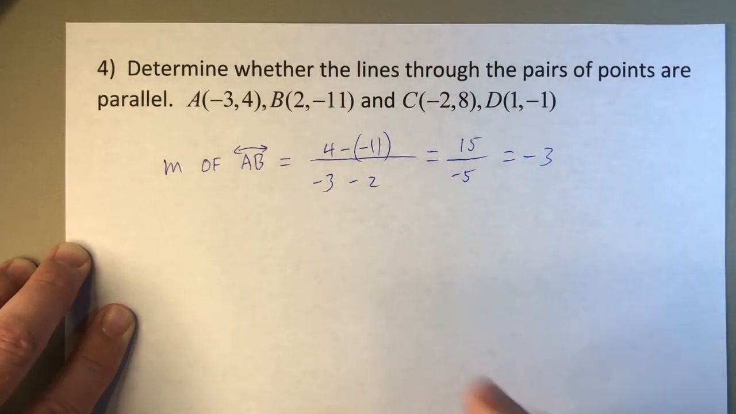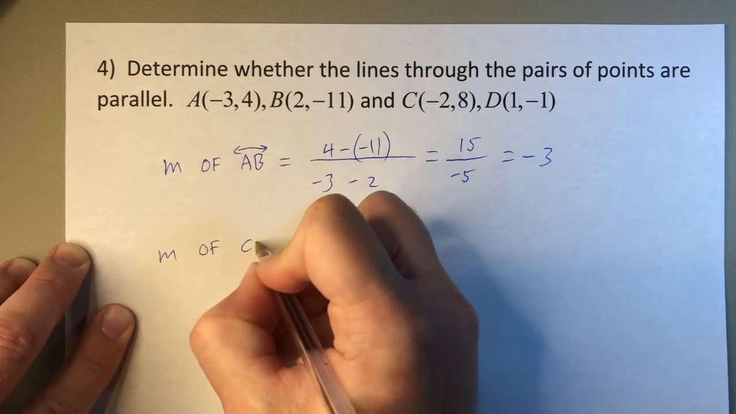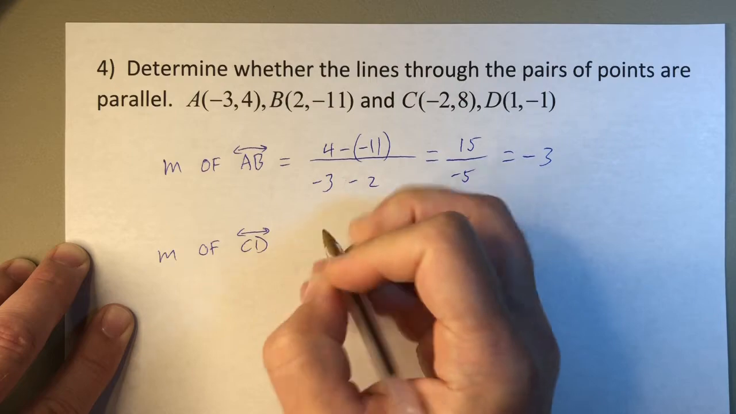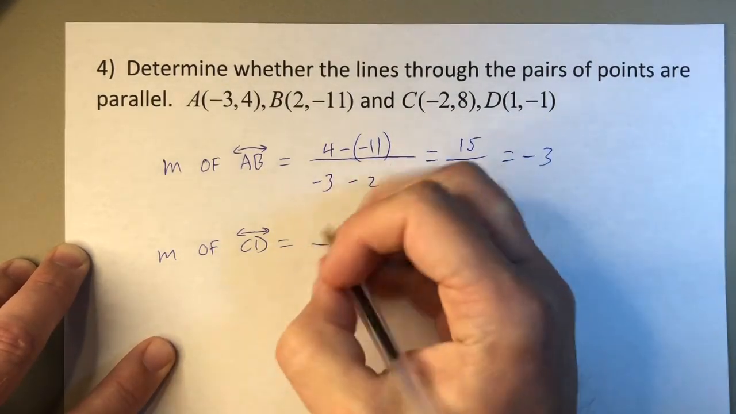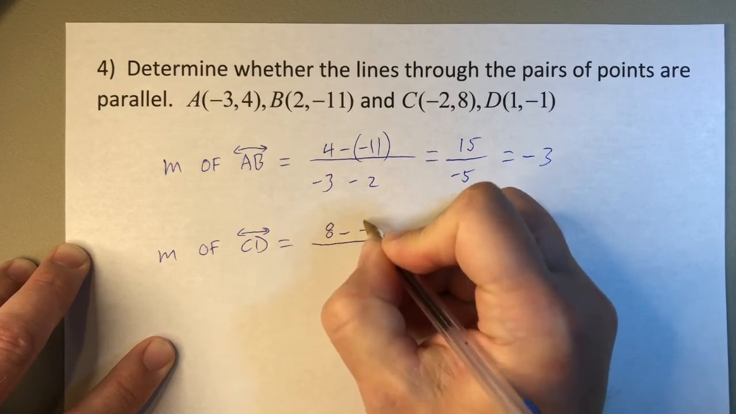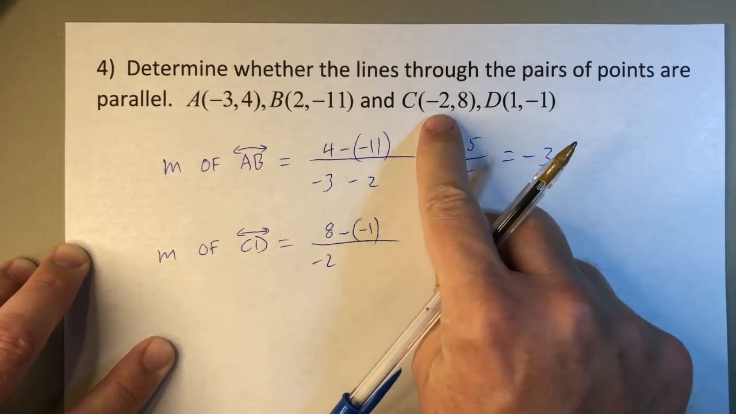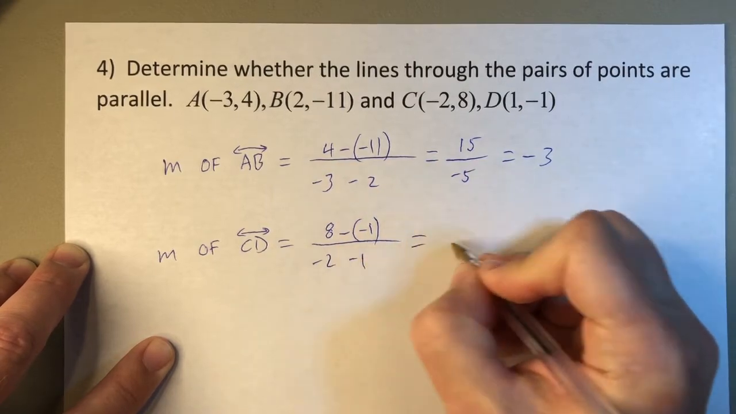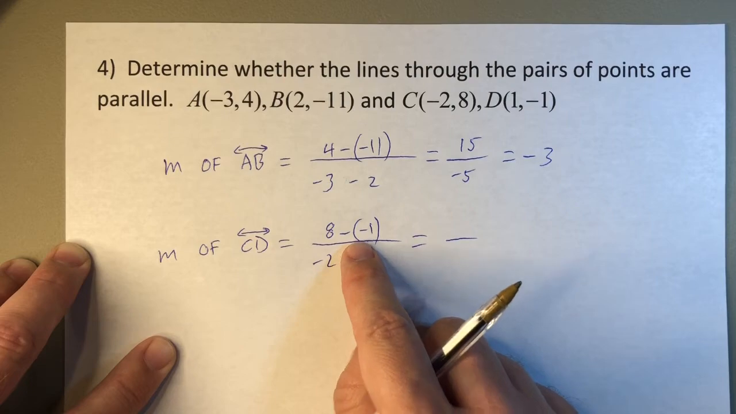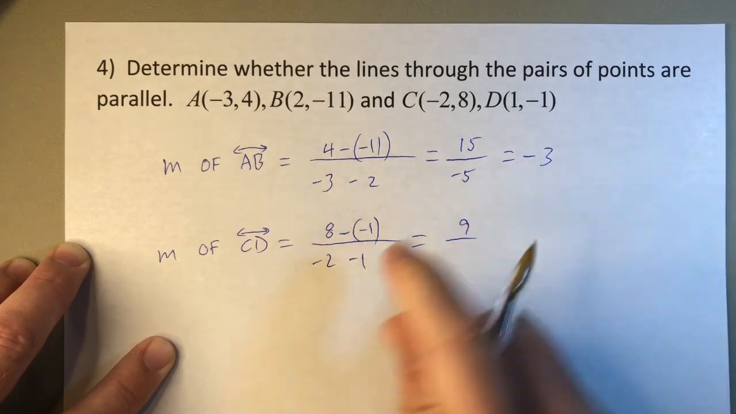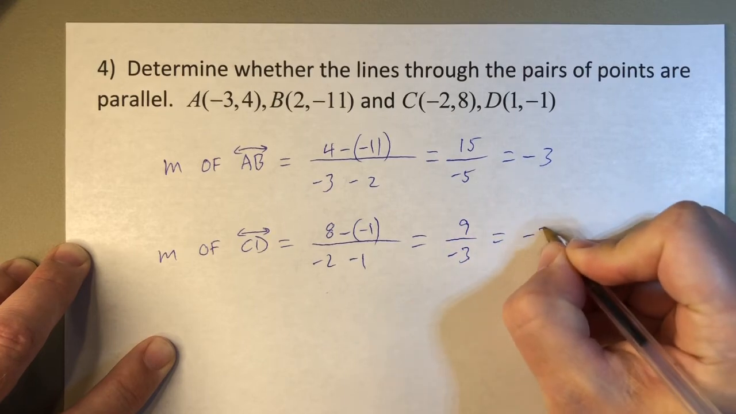All right. Okay, so now we've got to look at the slope of the line going through CD, okay? And let's see what we get. The difference of the y's, 8 minus a negative 1, all over what? The difference of the x's, negative 2 minus 1. Again, a negative times a negative is a positive. 8 plus 1 is 9. And then negative 2 minus 1 more is negative 3. And we get negative 3 again.